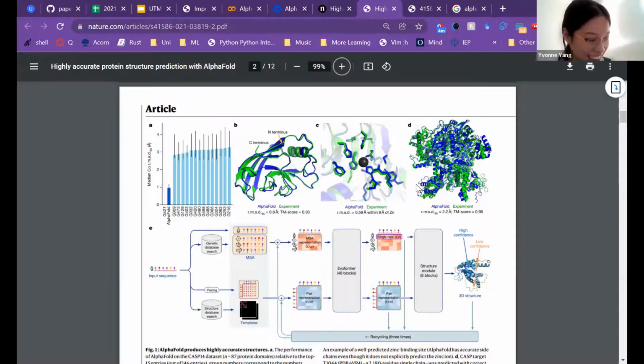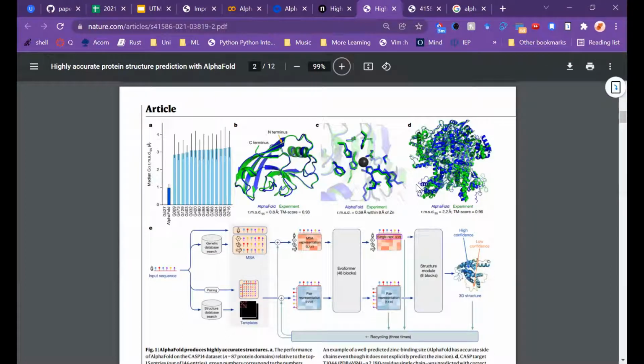They also did it for a completely new set of proteins too, which is pretty impressive. The ability to generalize is insane. But also, yeah, sorry, keep going.